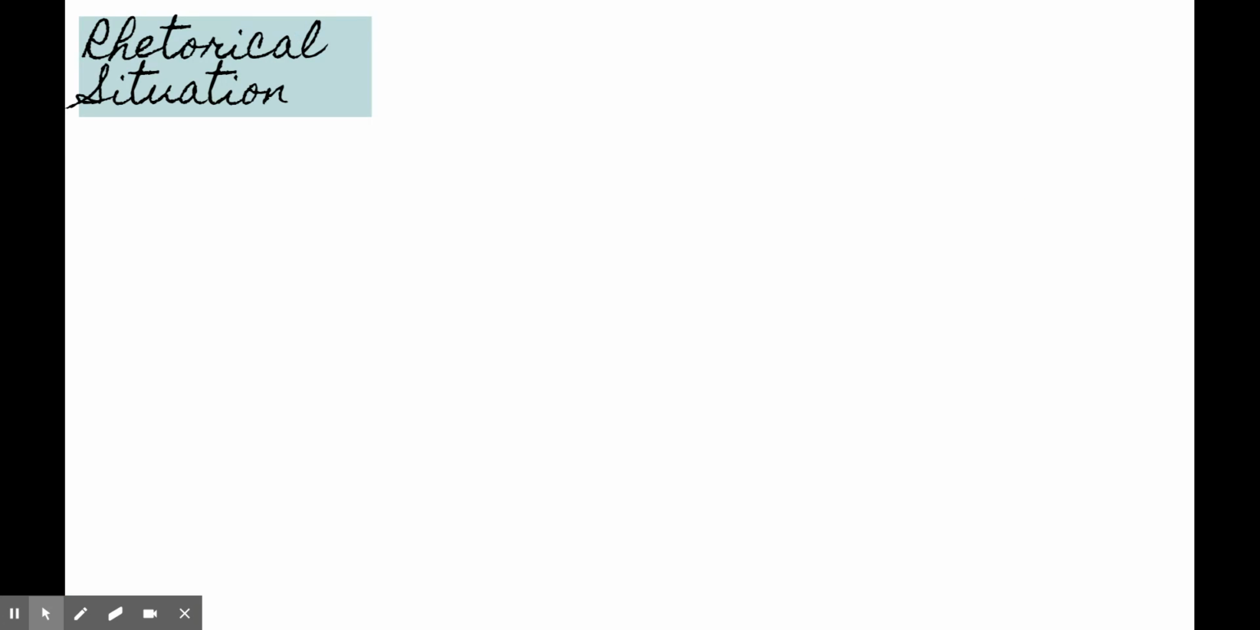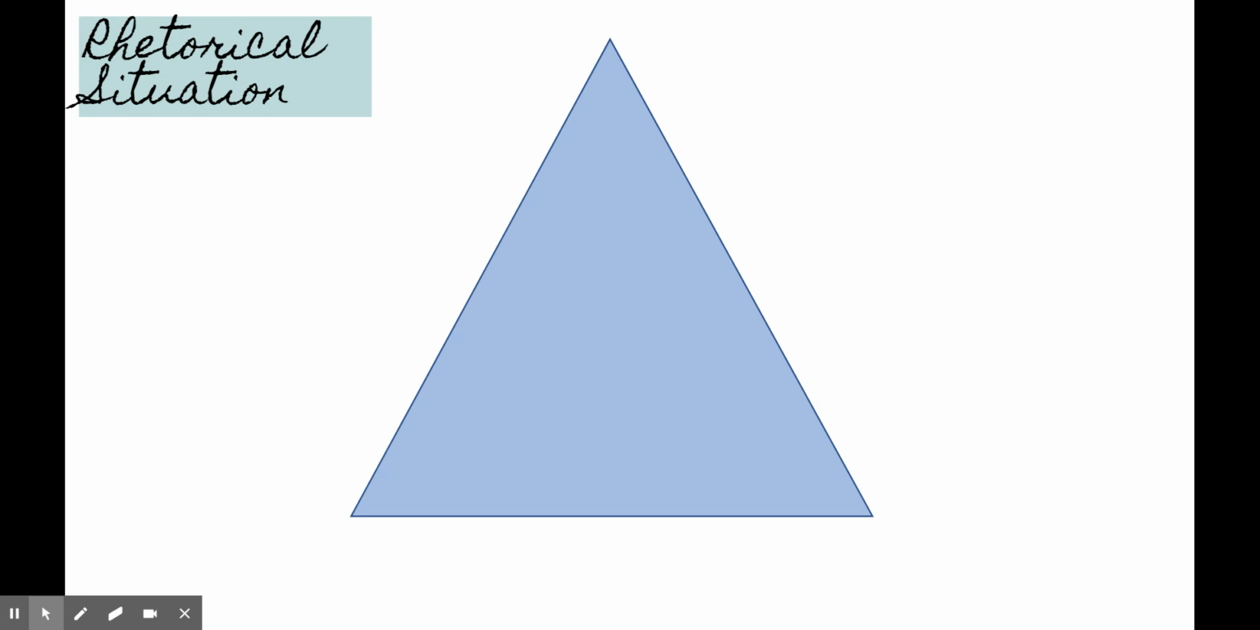So let's talk about the rhetorical situation. So this is what's known as the rhetorical triangle, which was created by Aristotle. When it comes to the rhetorical triangle, the 3 points represent the three main aspects and relationships that the author has to take into consideration prior to actually writing their text. So we have the speaker, the subject, and the audience.